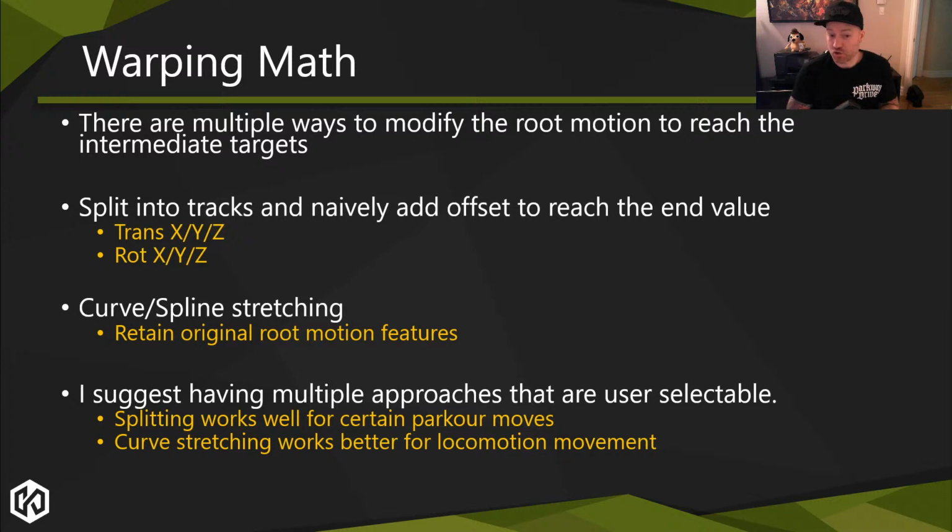For example, the splitting into tracks works pretty well for some movements, like big jumps, rocket jumps, those kind of things. But when it comes to locomotion, like entries into interactable objects, smart objects, that kind of thing, you generally want maybe curve stretching. That tends to give you a more organic movement because the character will then follow a smoother path rather than what these individual track transforms will do. They'll get you to the right point, but how they get there.